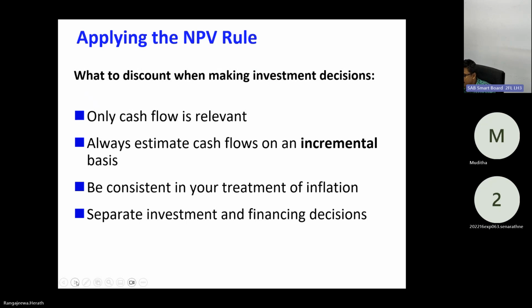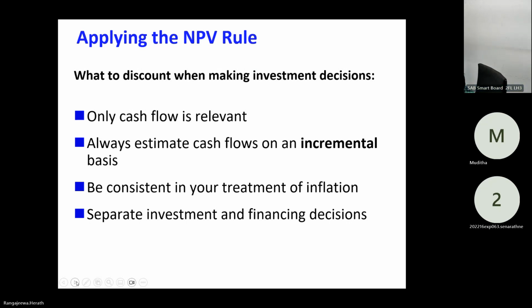Only cash flow is relevant. I think you are aware of that. Net present value calculation, we consider only the cash flow. Always estimate cash flows on an incremental basis. When you accept a particular project, how much increase in the cash flow because of accepting this project? Incremental basis.